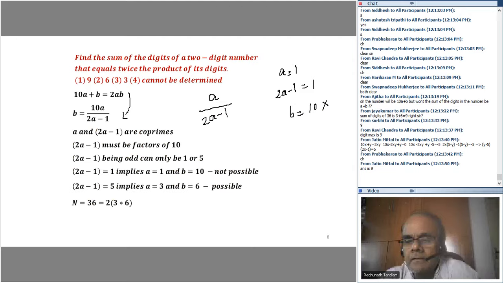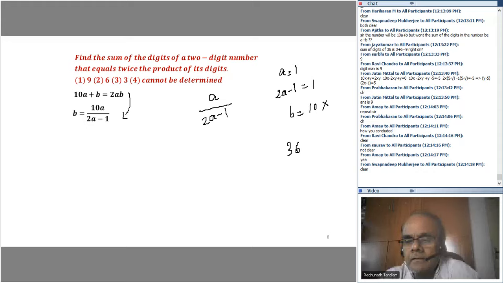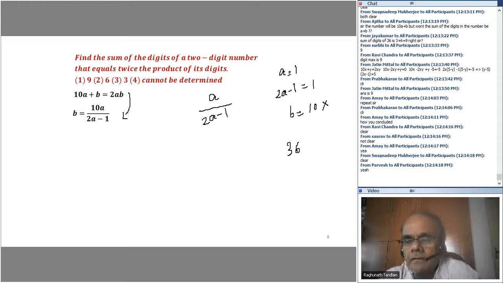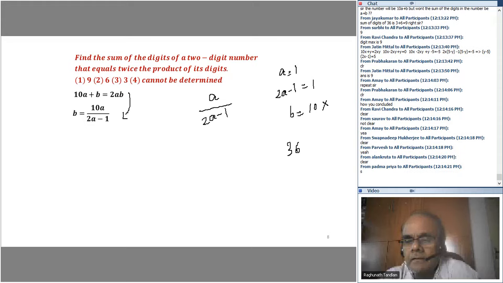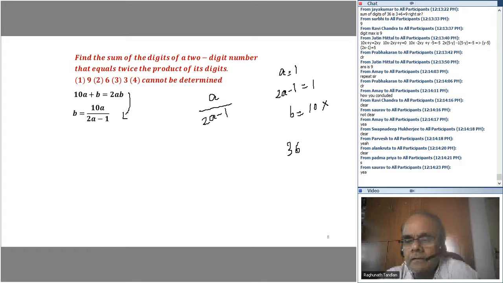What's your doubt? Are you clear? How many are clear up to this? Nishit, are you clear or not?